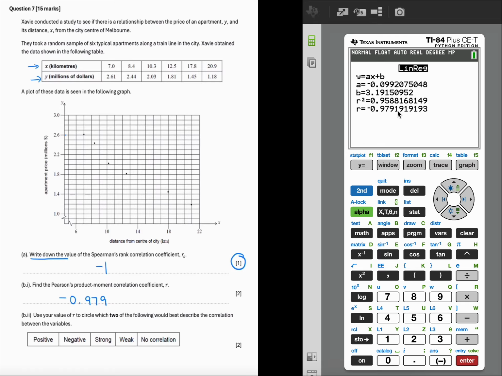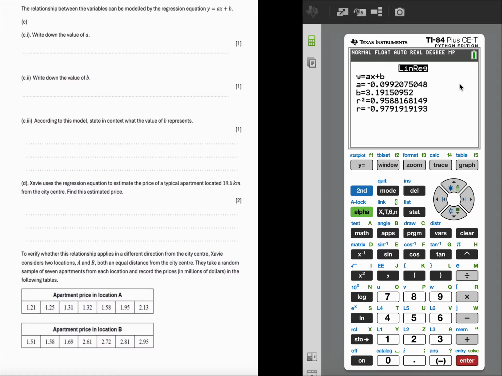This flows nicely into the next part of the question, which says to circle the 2 things that make sense. So it is negative and it is strong. We have negative, strong correlation. Now the next part of this question, because this is a paper 2 question, so they tend to be a little bit longer and follow on from each other, is that the relationship between the variables can be modelled by a regression line. So we now need to find the value of that regression line, which we can still see on our calculator. First, we're writing down the value of A, so it's AX plus B.